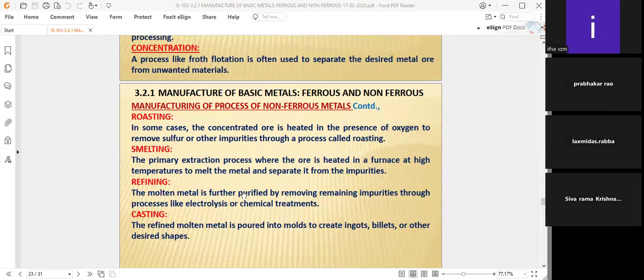Exactly, definitely, sir. Thank you very much for your valuable question. Listen carefully, everyone. It's a valuable question by Sivaram Krishna Garu. First of all, the course content is about the manufacture of basic metals, ferrous and non-ferrous metals. This is the title, only this is the title. Next, as a safety officer, I'm very, very sorry to tell you, sir.